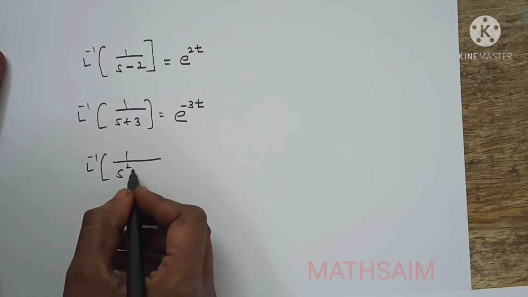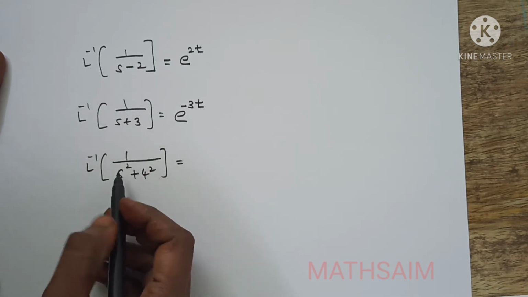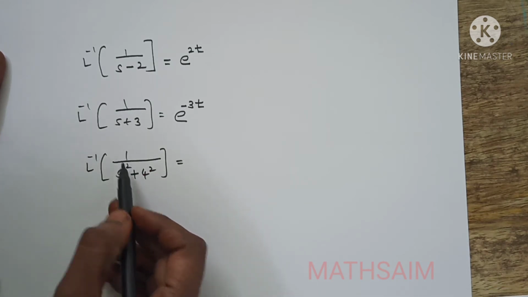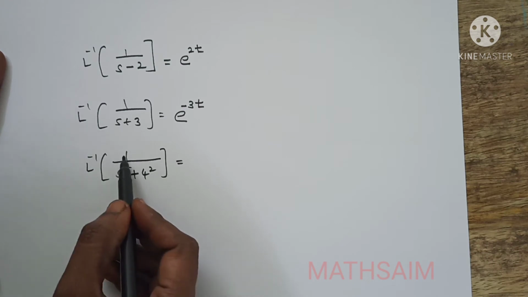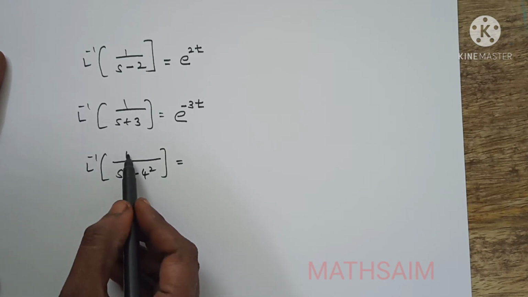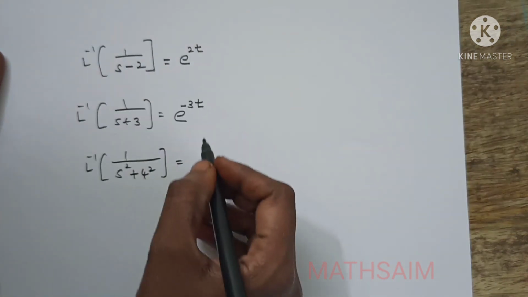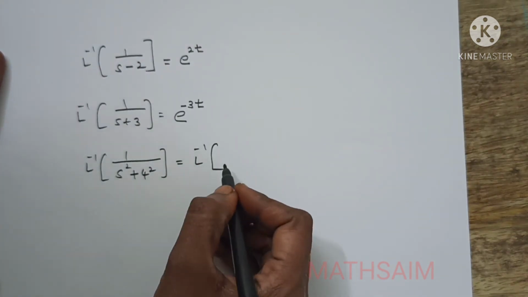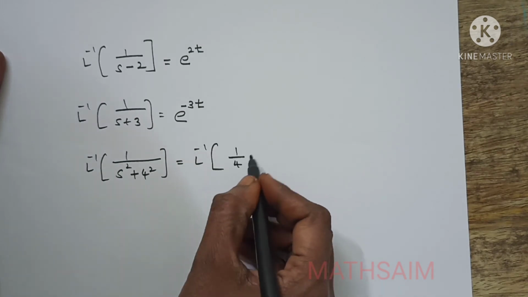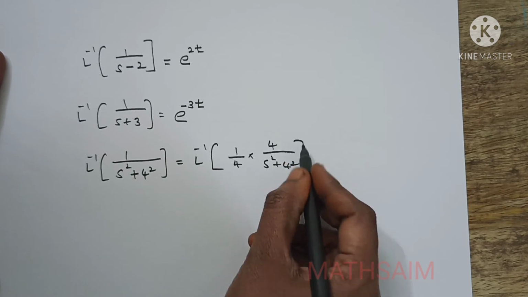So that is 1 by s square plus 4 square. Then what is this going to be? If you are having s in the numerator, it is going to be cos. But we are having a constant, no? And also by seeing this term, you know that this is a. So we need a. If you are having a here, then it is going to be sine function. So we should multiply and divide that term. So now this will be 1 by 4 into 4 divided by s square plus 4 square.